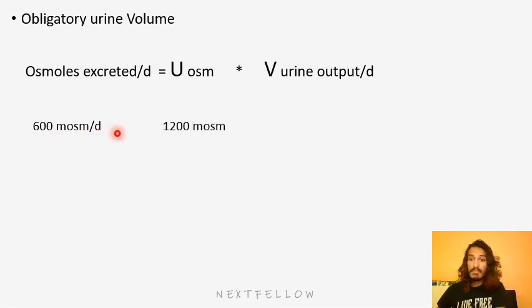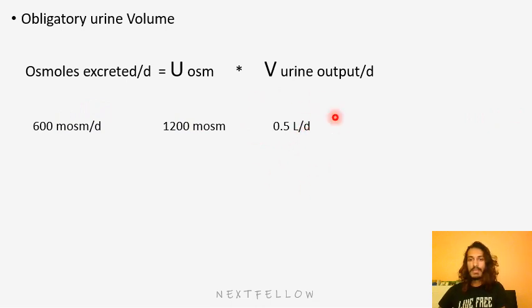The maximum ability for us to concentrate urine to is 1200. We had seen that earlier. So imagine it's 600 milliosmol per day and the person is using his maximum ability of 1200 milliosmol concentration. Okay, so we're talking about obligatory urine volume. That's why we're using this, the minimum that you need to do. So if you look at it like that, at least 0.5 liter per day should be going.